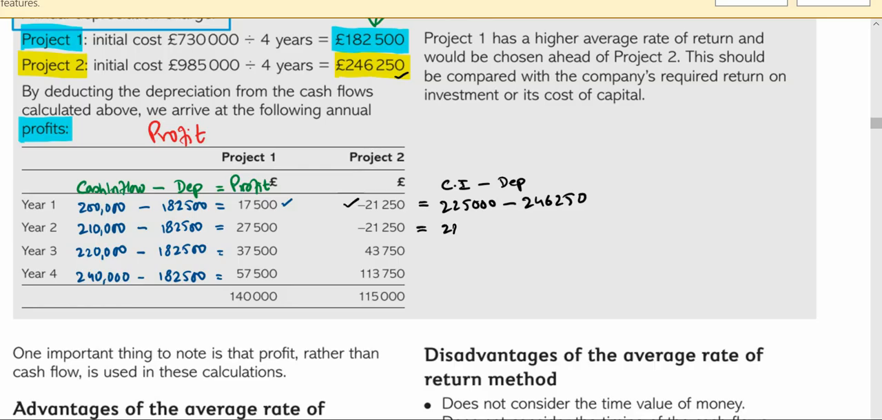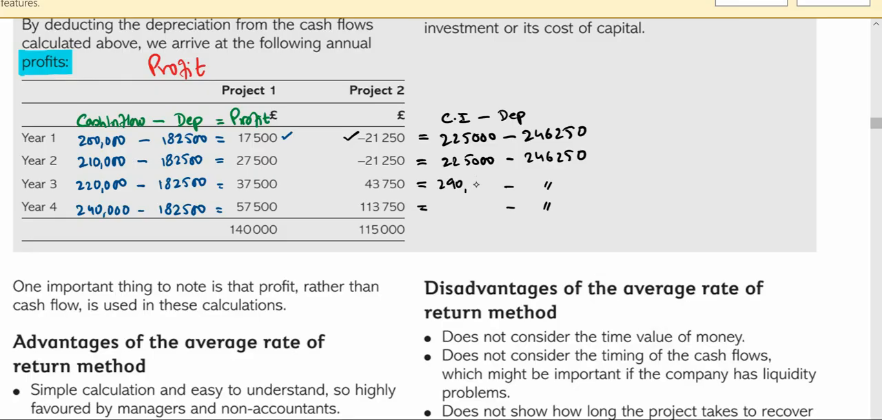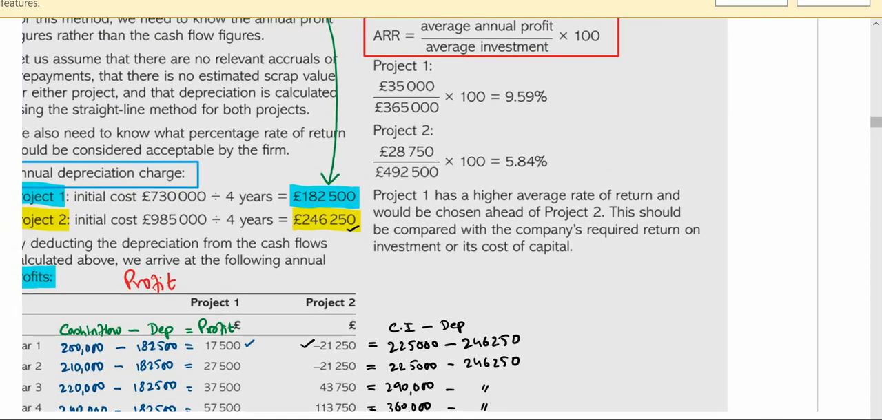For this calculation, the depreciation remains the same. Yes, the remaining you can do. Okay, so the depreciation remains the same. The cash inflows are 290,000 and 360,000. Okay, so for project 1 this is the profit, and for project 2 this is the profit. This profit we will use, 140,000 and 115,000. Yes, any problem at this point?